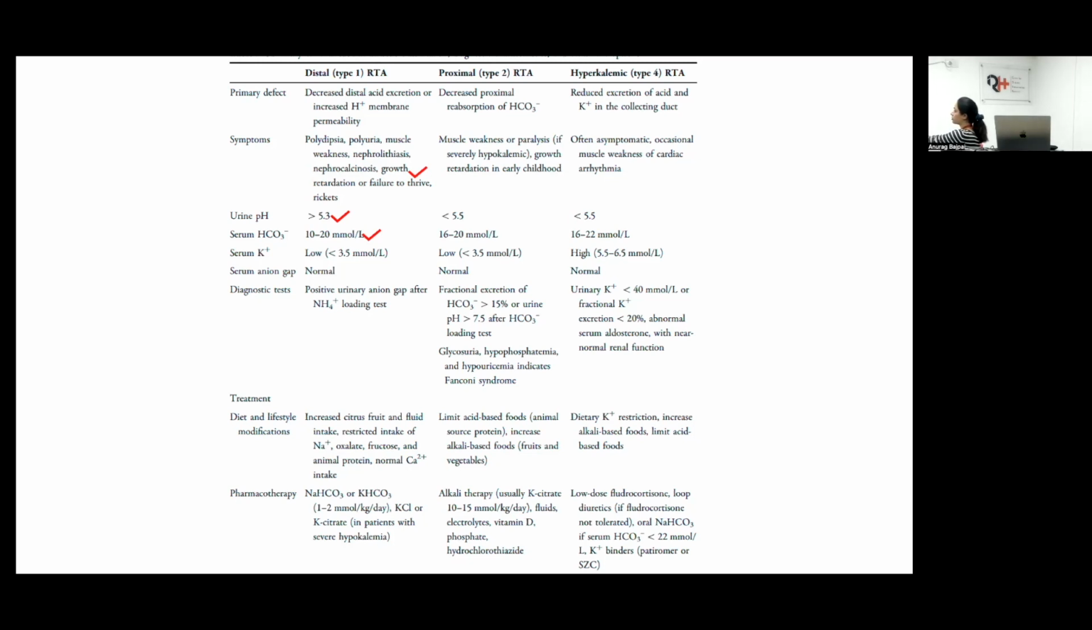Looking at the treatment options, we see that the bicarb therapy advised here is 1 to 2 millimoles per kg per day, whereas in the proximal RTA, it is about 10 to 15 millimoles. So when you're losing bicarb, you will have to supplement more bicarb to correct the deficit and to supplement what is needed for the body.